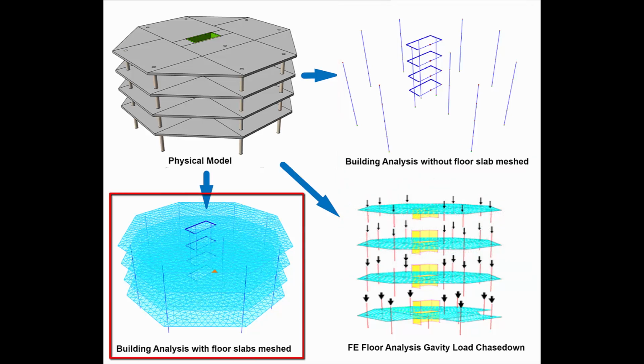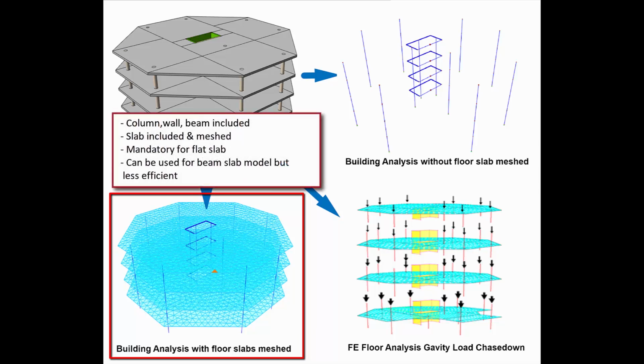The next method is building analysis by including the slab meshed. In this case, all the floor slabs are meshed. This analytical model is correct and ideal for flat slab system, as the flat slab load can be captured directly by the columns and walls, without having beams. Although this method can also work for beam slab system, analytically, it is a bigger and more complex model, hence not that efficient. In addition, the result will not be comparable to the traditional method of calculating slab loads on beams first, before analyzing for member loads, due to interference of slab mesh with frame elements.